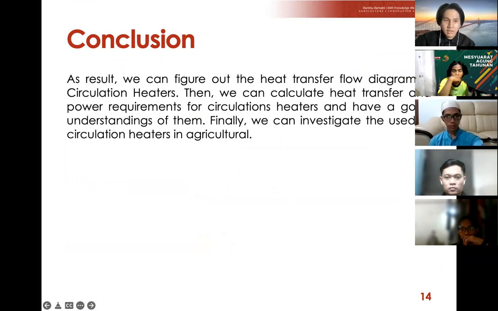So in conclusion, as the result, we can figure out the heat transfer flow diagram in a circulation heater. Then we can calculate the heat transfer and power requirement for a circulation heater, and we have a good understanding of them. Finally, we can investigate the use of circulation heaters in agriculture.